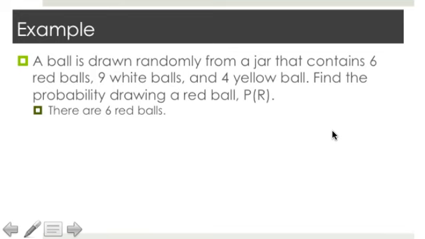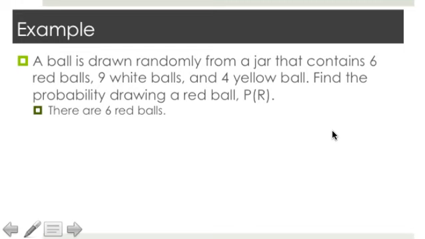Let's do another example. A ball is drawn randomly from a jar that contains 6 red balls, 9 white balls, and 4 yellow balls. Let's find the probability of drawing a red ball. So this is a lot like some of the homework problems that you're likely to see online.